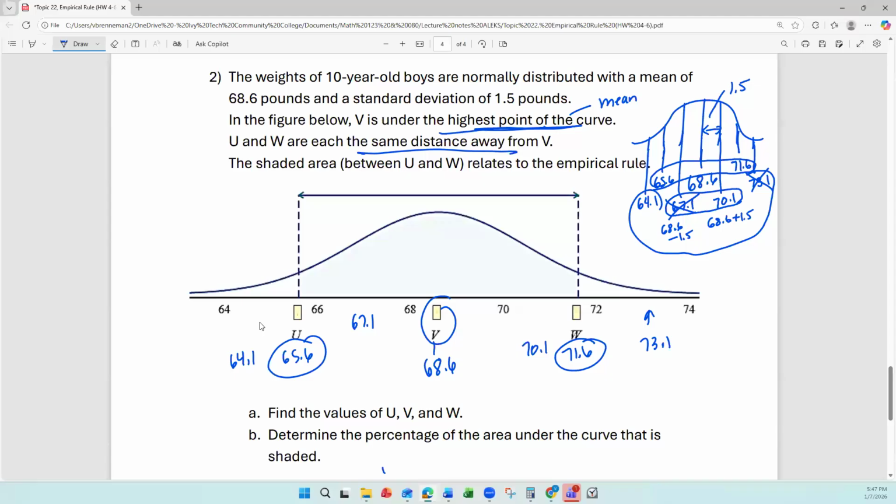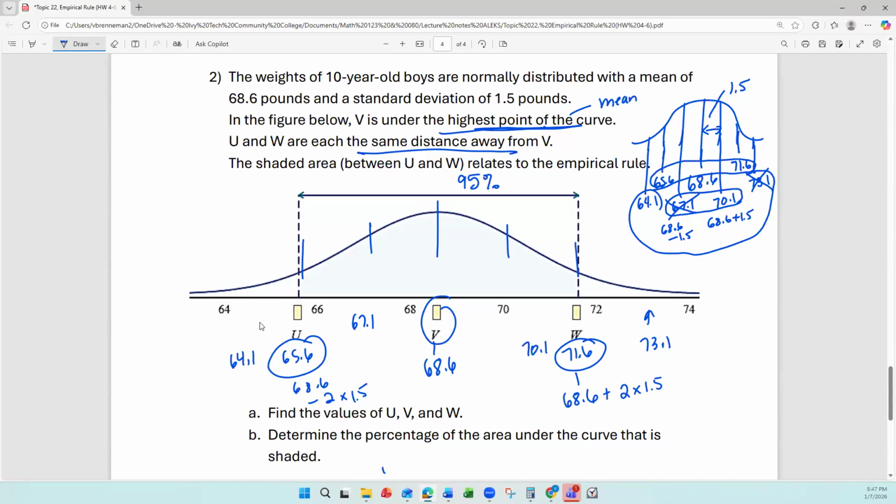And this is 68.6 plus 2 times 1.5. And this is 68.6 minus 2 times 1.5. 2 standard deviations above and below. And so the other thing you need to know is that if we go 2 standard deviations each side of the mean, that is going to be the 95%.